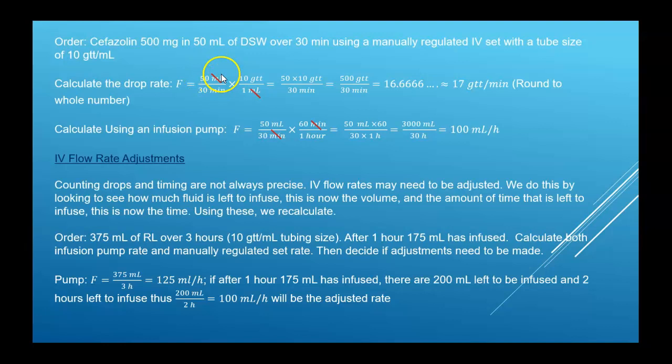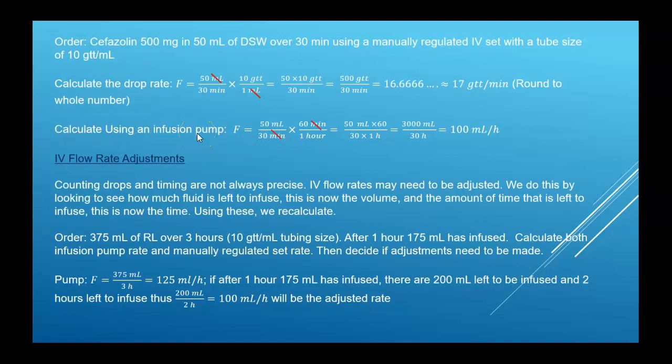So here's your volume over time multiplied by the size of your tubing set. Milliliters cancel. 50 times 10 over 30, that's 500 over 30, and it is 16.6 repeated. Again, round it to the whole number, so that rounds to 17 drops per minute.